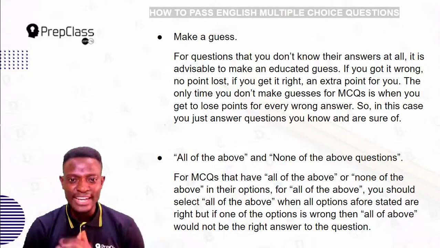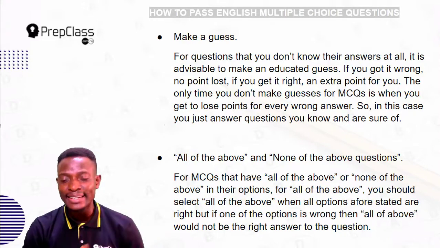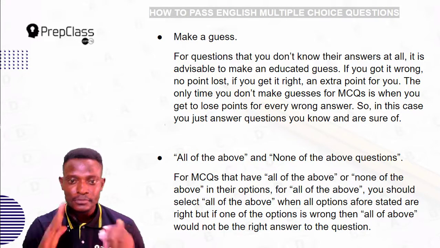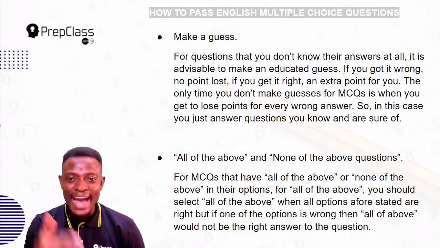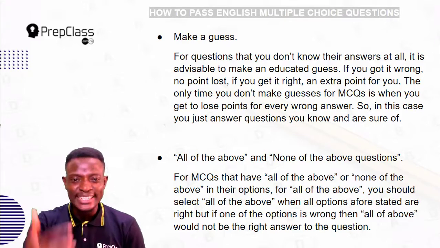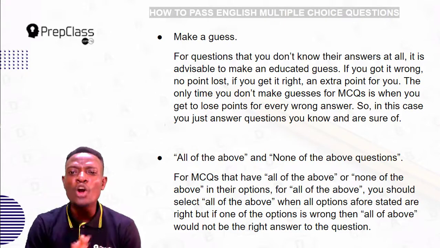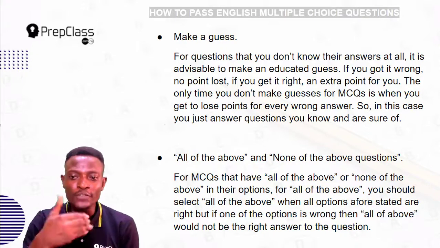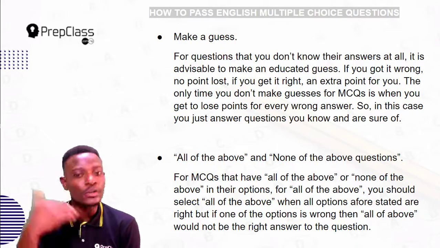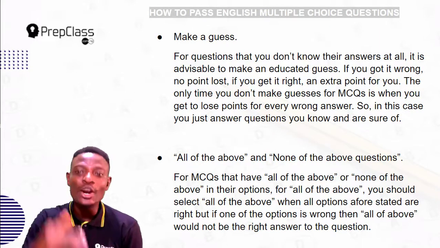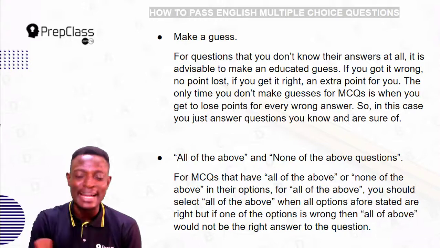Okay, moving on to the next point, all of the above and none of the above questions. Now, for MCQs that have all of the above or none of the above in their options, for all of the above, you should select all of the above when all options first stated are right. That is, if all of the options stated above are right, you should select all of the above. But if one of the options is wrong, then all of the above would not be the right answer to the question.